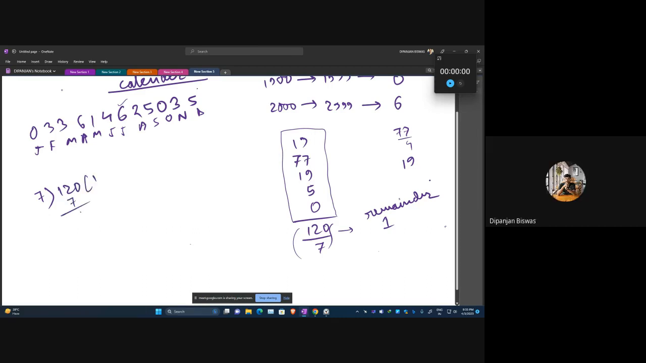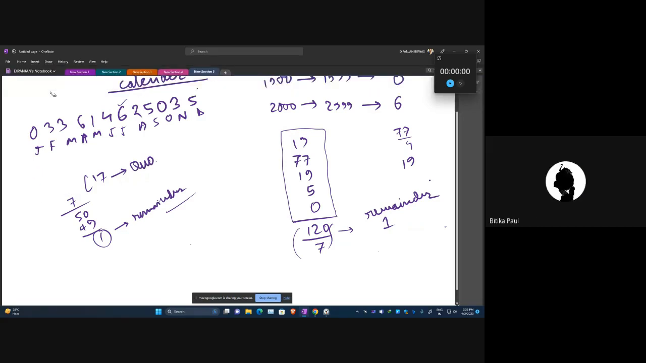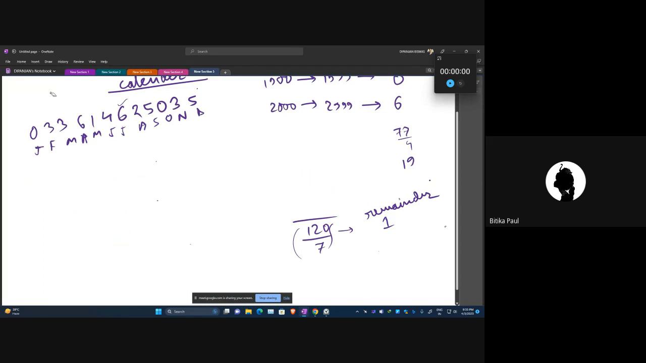7 1s are 7, you are getting 50. 7 7s are 49, you are getting 1 as a remainder. I hope it is clear. Oh, sorry. Yes, yes, I got that. Because the most obvious thing, this is quotient, this is remainder, this is divisor. Yes, sir. I mistakenly took the quotient. Quotient, okay, okay, fine.